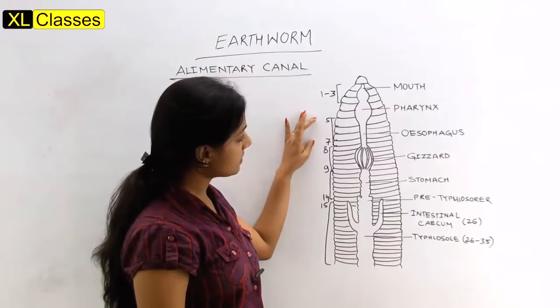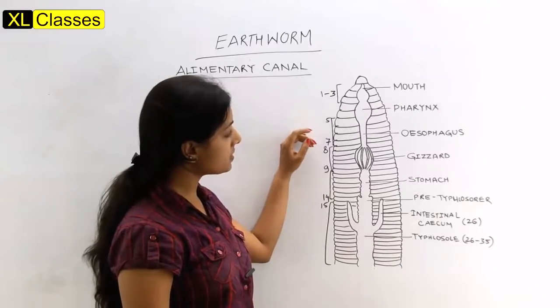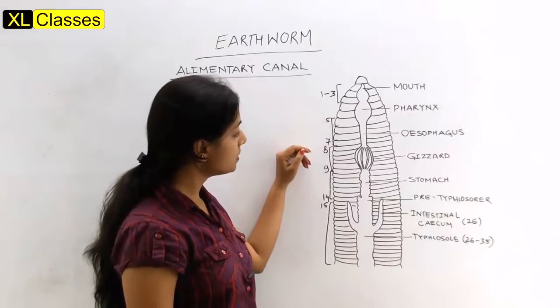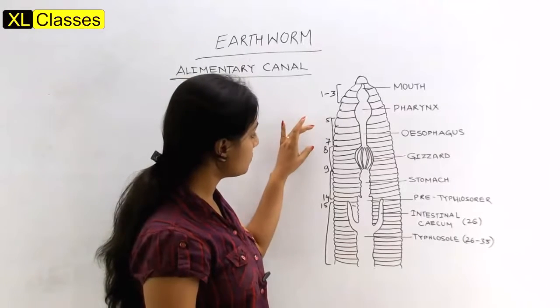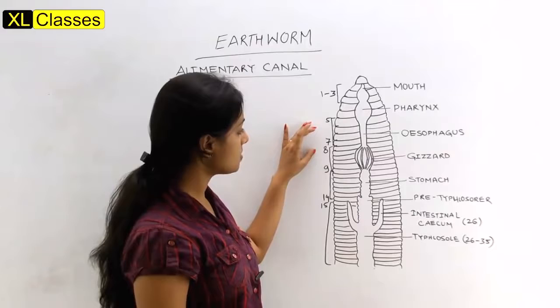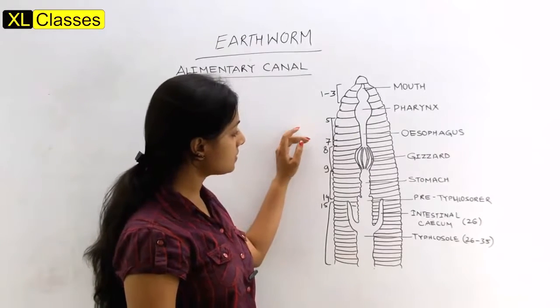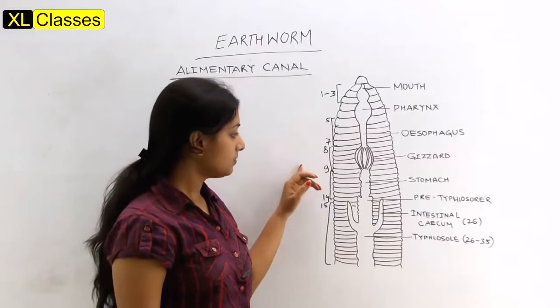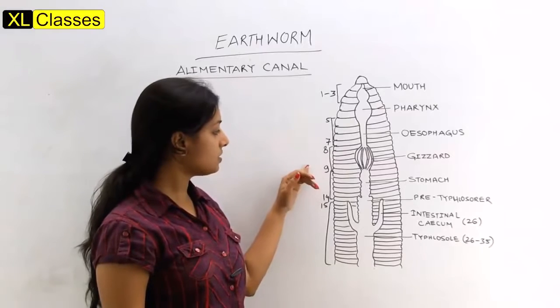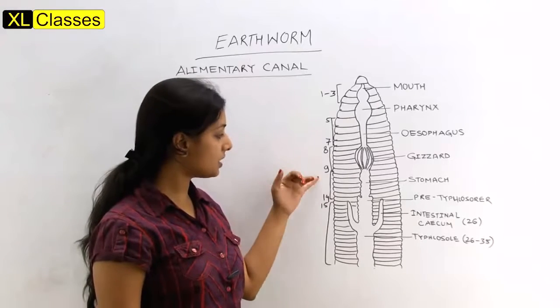The pharynx leads into the esophagus, which is a narrow tube present from the fifth to seventh segment of the earthworm's body. The esophagus leads to the gizzard, which is a muscular gizzard present in the region of the 8th to 9th segment.